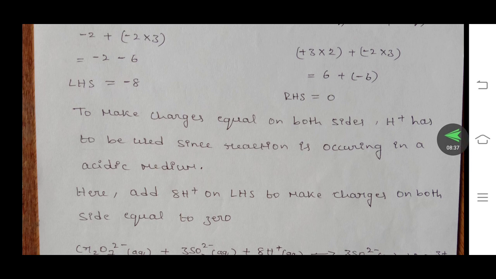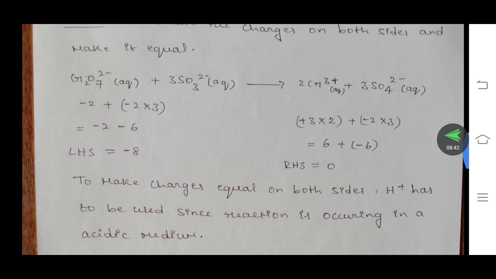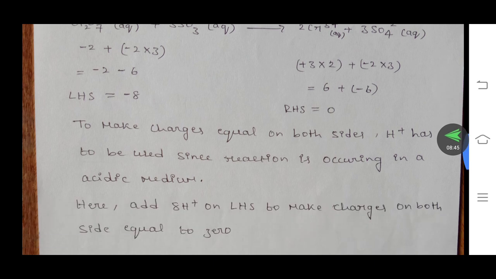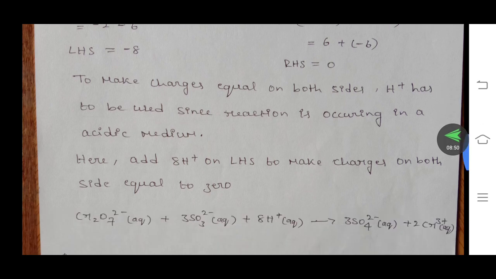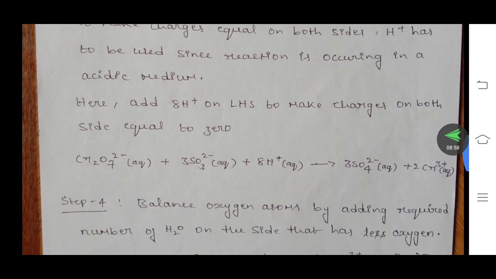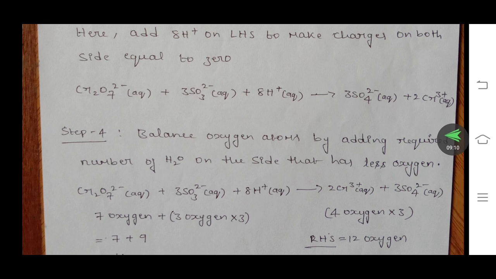When you add 8H+ to the left side, already minus 8 is present on the left side. When you add 8H+, that gives plus 8 charge. So minus 8 and plus 8 charge get cancelled. So this becomes 0, so the left side also becomes 0. Okay, so that's why I have to add 8H+ on the left side. Now Cr2O7 2- plus 3SO3 2- plus 8H+ gives 3SO4 2- plus 2Cr3+.